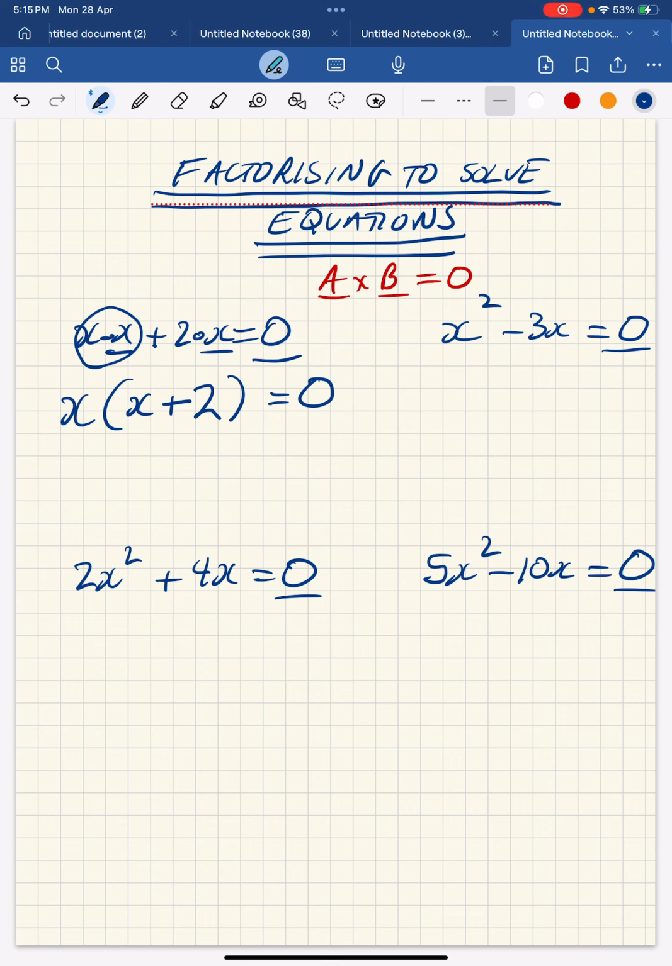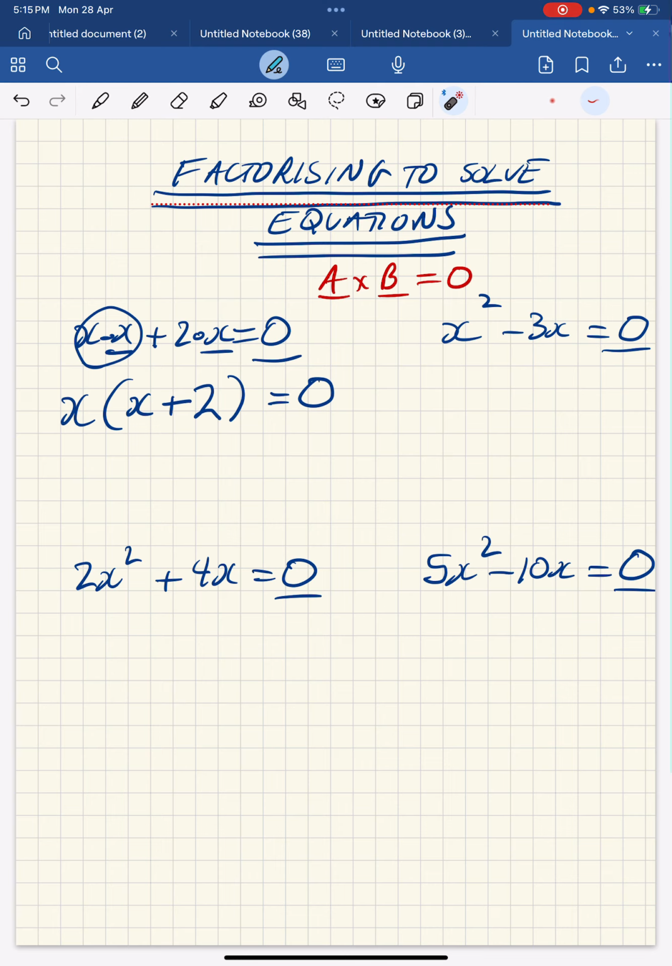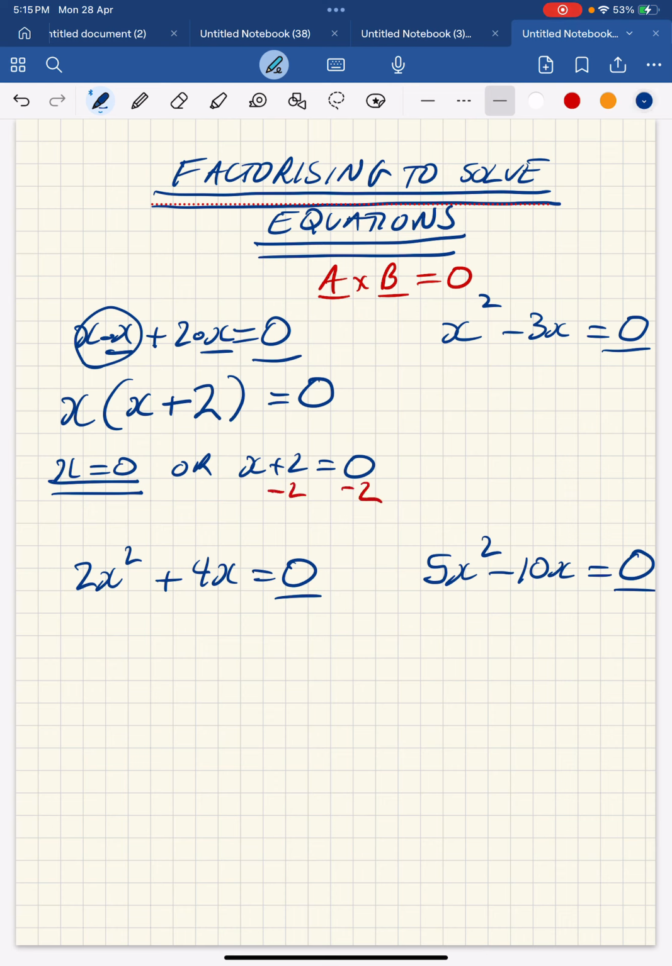And the reason why we factorise is now we've got the format that we want. We've got something times something to equal 0. So we take each of those factors and we say, well, make x equal to 0, or we can make x plus 2 equal to 0. There's one solution, and we do the balancing method now because we've got a nice linear equation to solve. x equals -2.